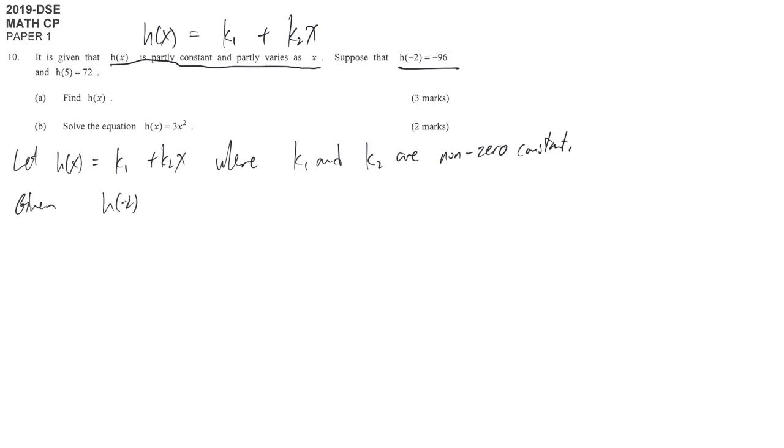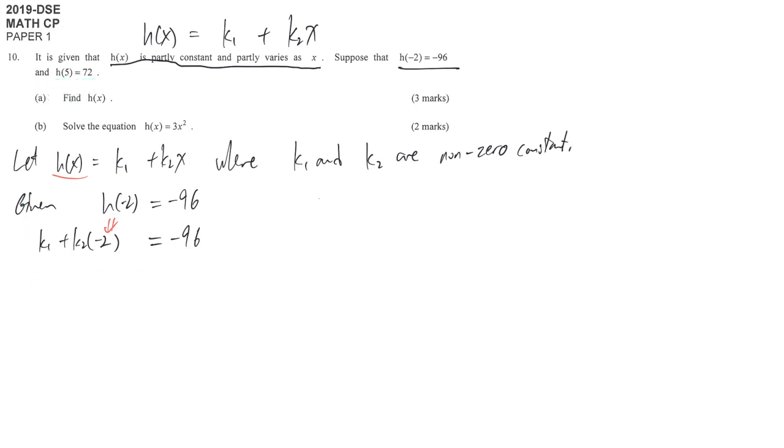h(-2) is equal to -96. To handle this one, we may just use the definition of h(x), and then we change it by replacing x to -2. So this is k1 plus k2 times x, where x becomes -2 now. It's -96. So they give you one equation with k1 and k2. Of course, to solve two unknowns, you expect another equation.